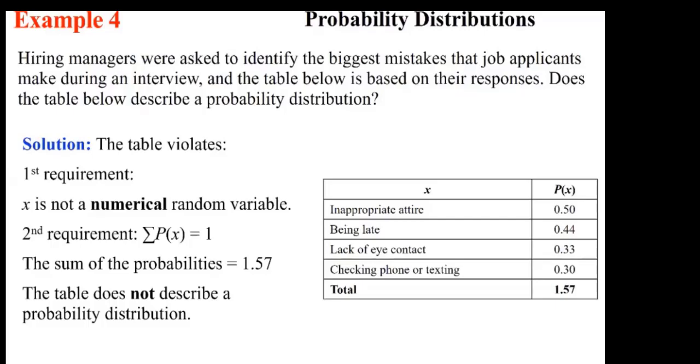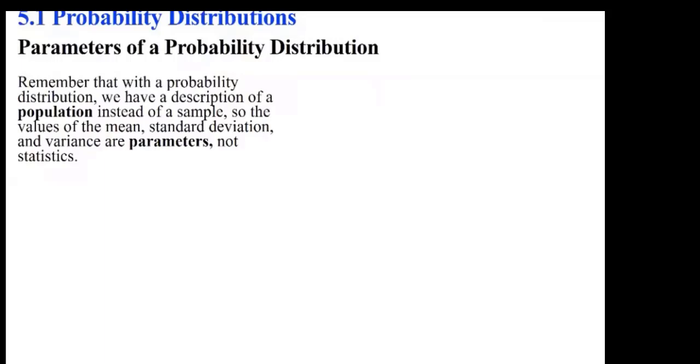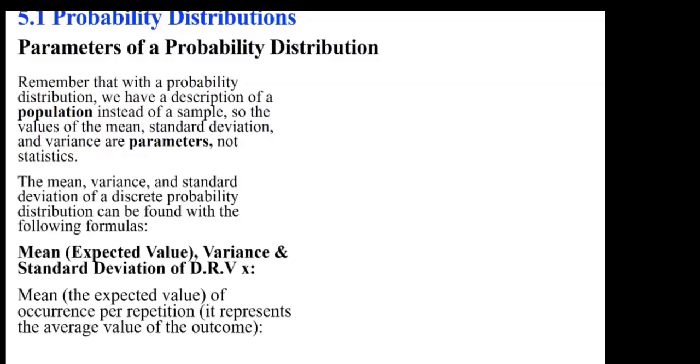Let's look at some formulas. When we deal with a probability distribution, there are some parameters of a probability distribution. Remember that with a probability distribution, we have a description of the population instead of a sample. The values of the mean, standard deviation, and variance are parameters, not statistics. The mean, variance, and standard deviation of a discrete probability distribution can be found with the following formulas: mean, expected value, variance, and standard deviation of a discrete random variable X. The mean is the expected value of occurrence per repetition. It represents the average value of the outcome.